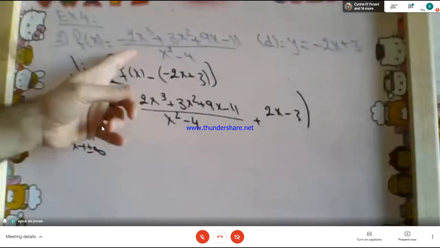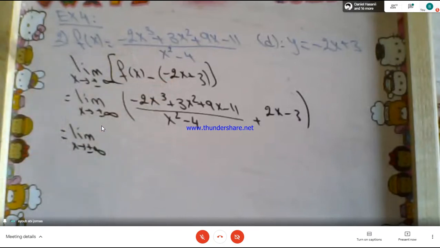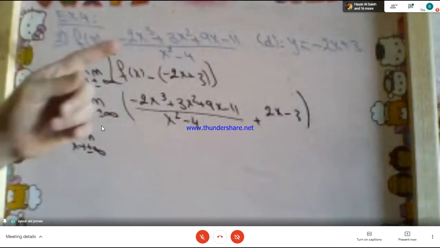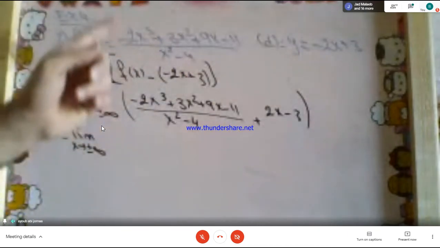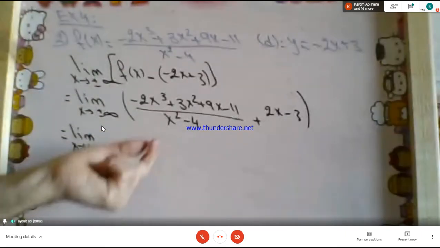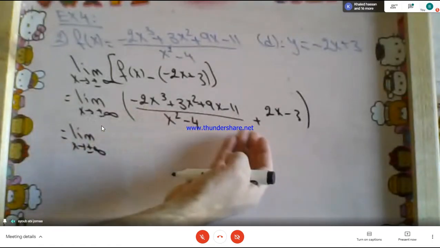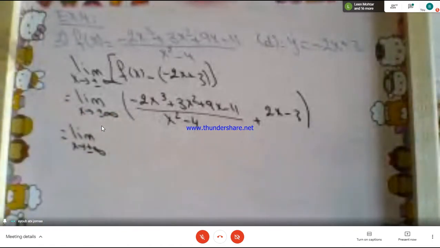Because here the limit as x approaches infinity of this function will be infinity, and this line will be also infinity. At positive infinity here will be negative infinity, and here at positive infinity will be also negative infinity. Positive infinity minus infinity is indeterminate form. And if you find the limit as x approaches negative infinity, this one will be positive infinity, and this one will be also positive infinity. Positive infinity minus positive infinity will be also indeterminate form. So what you have to do here is to simplify this expression algebraically. Simplify it, and then find the limit of the simplified form.